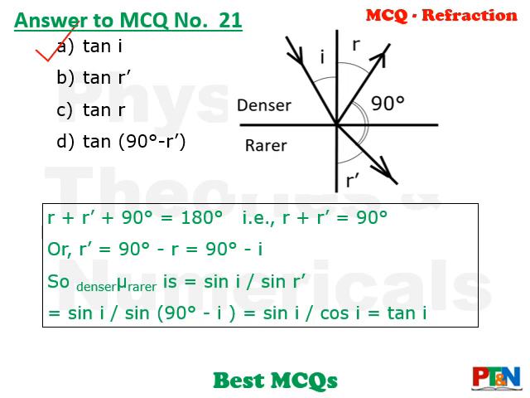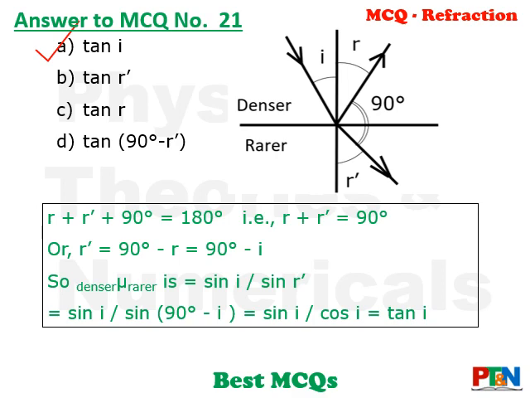See, R plus R dash plus 90 degree, that is 180 degree. Look at the diagram carefully. R plus 90 degree plus R dash, that is 180 degree. So that is giving us R plus R dash is 90 degree. So R dash is 90 degree minus R. Now what is R? R is I, because angle of reflection and angle of incidence. So R dash is 90 degree minus I.